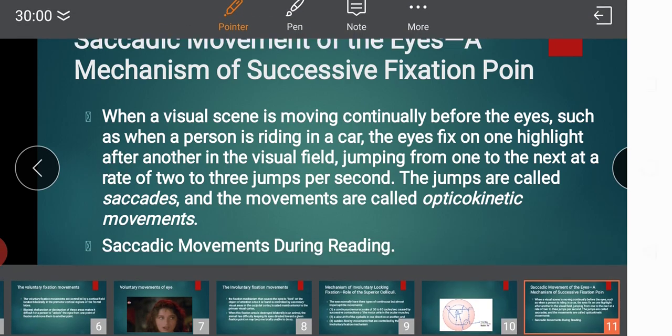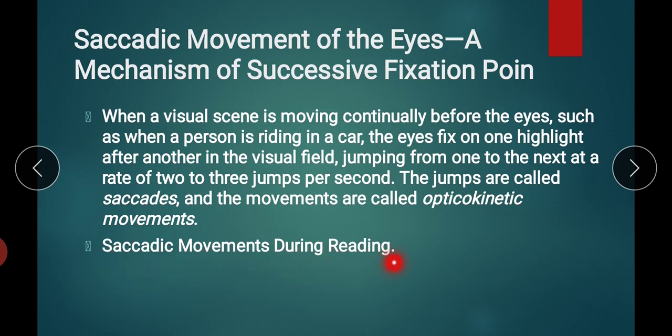Another example of saccadic movements is during reading. Suppose you are reading this line right now, and if you observe your eye movement, when this line is completed and you start the next line, your eyeball jumps from this point to this point. When you start a new line during reading, your eye is jumping from one point to another, and this is also an example of saccadic movements during reading.